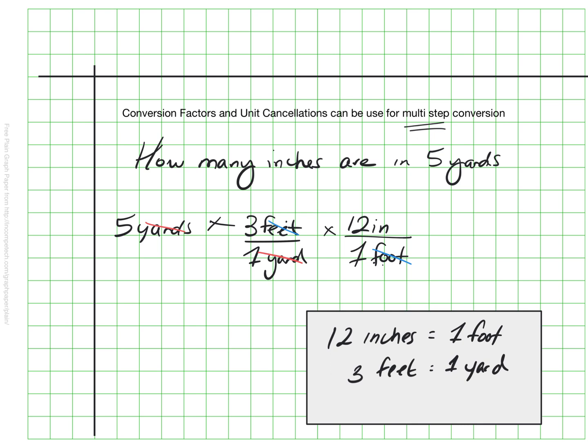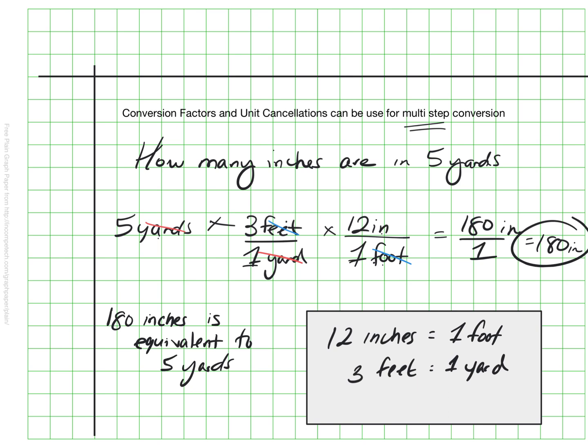3 times 5 is 15, as we know from before. And then 15 times 12 equals 180. And the only unit left on top was inches. On the bottom, I have 1 times 1, which is 1, and there were no units left. So my answer is 180. So if that football player is running 5 yards and you want to imagine how many little inches they're taking in their run, it would be 180 inches.